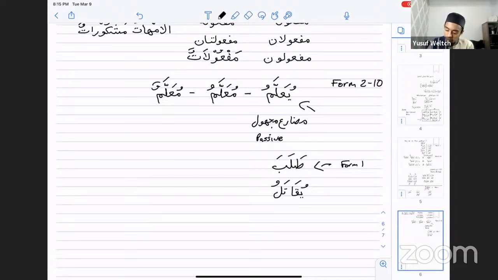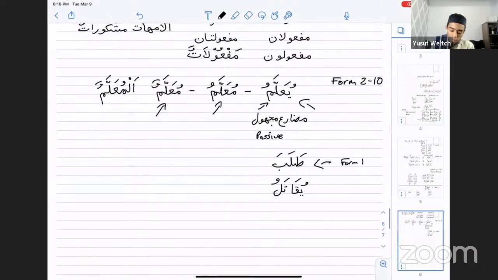Tamam. So for form 2 to 10, you start with your mudari' majhul. You change the first letter to the meem, and then you add your tanween, or you can add an alif lam. Al-mu'allamu is the one being taught, as opposed to someone being taught. You can have an alif lam and tanween same time. Okay, so those are the two basic ones, and we've done a bit of that before.